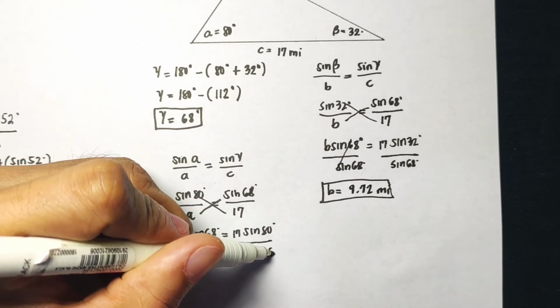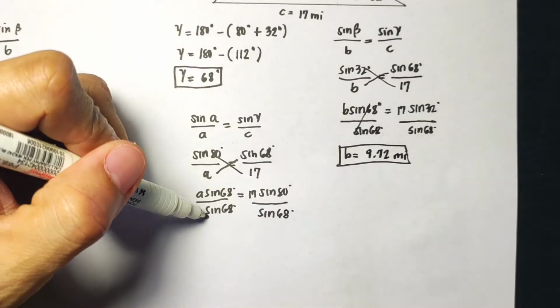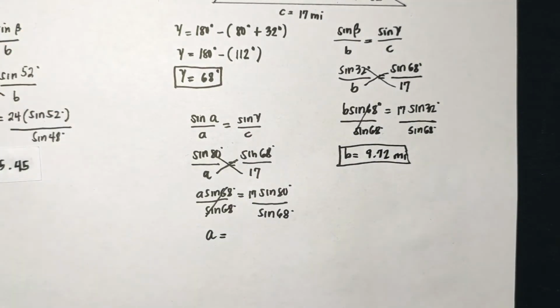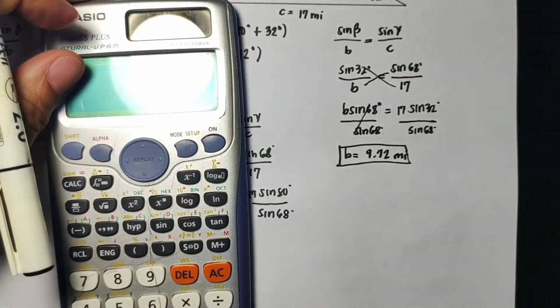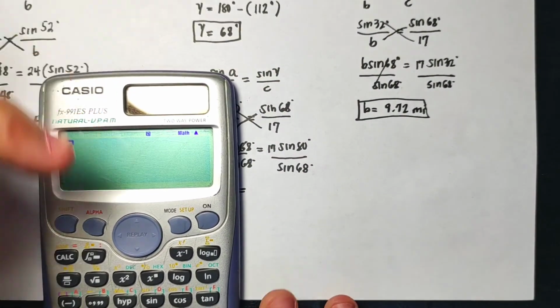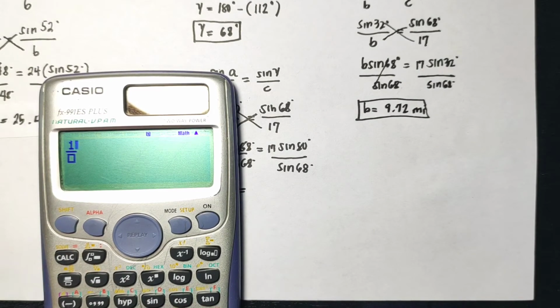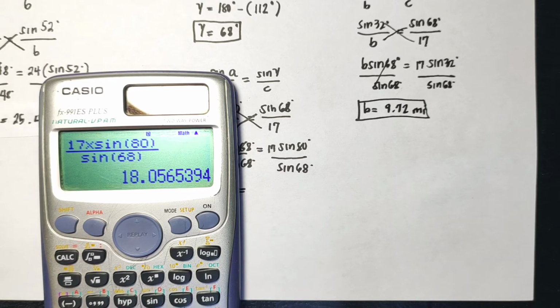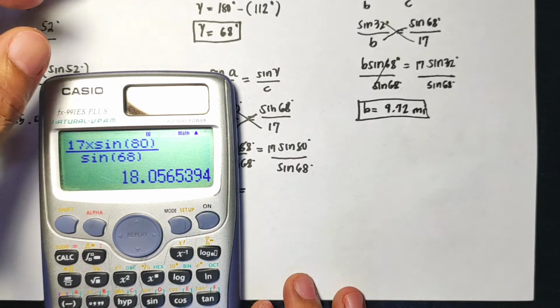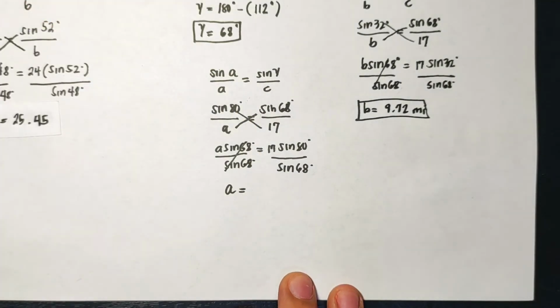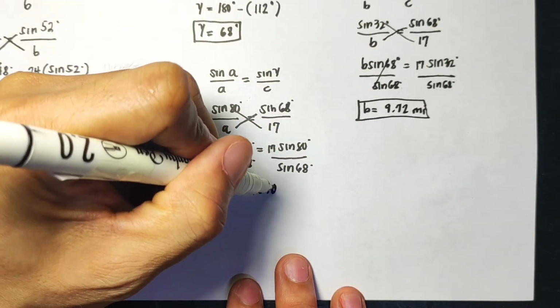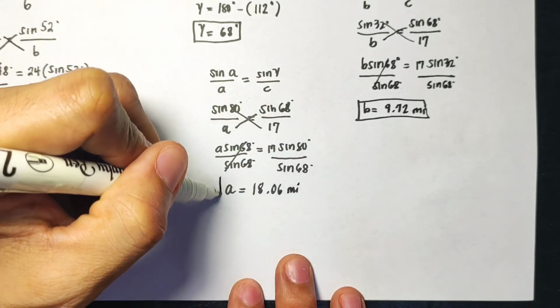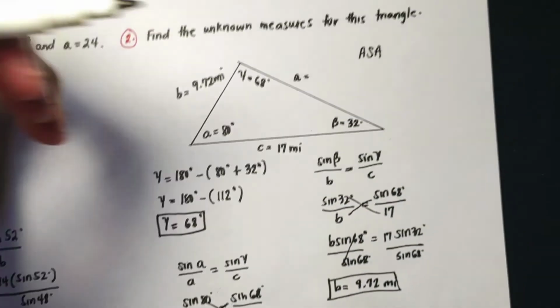Let's cancel this first. So using our calculator, we can find the value of side A. We need a fraction: 17 times sine of 80 divided by sine of 68 degrees. So we have the value of side A, which is 18.06 miles. Okay, so let's write it there.